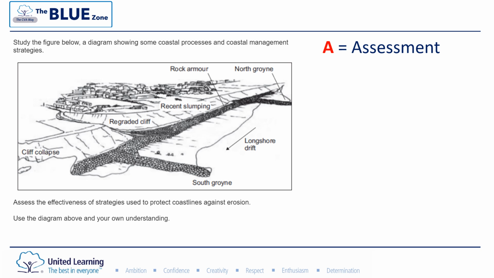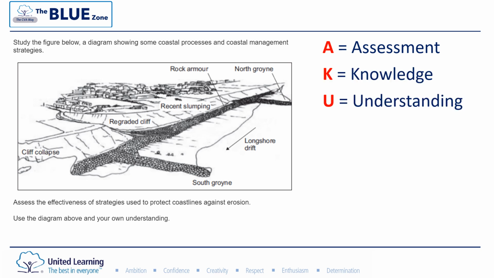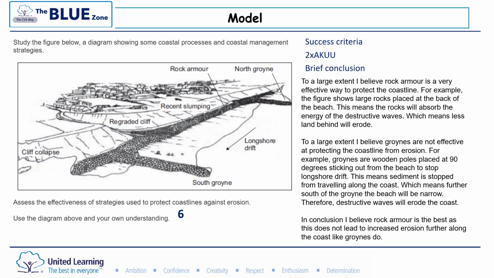So like I said, A for assessment, K for knowledge, what is the hard engineering strategy, and U for your understanding. Here's a model. To a large extent, I believe rock armour is a very effective way of protecting the coastline. Assessment. For example, the figure shows large rocks placed at the back of the beach. There's my knowledge, I've said what rock armour is. This means the rocks will absorb the energy of the destructive waves, which means less land behind will erode.